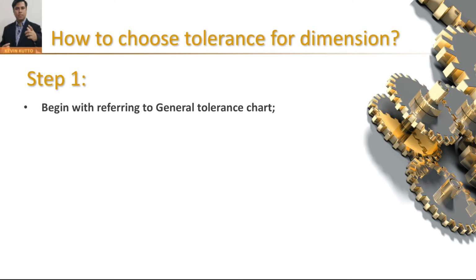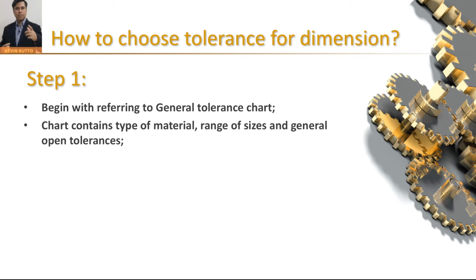Now these charts are available in your organizations. You have to look for them. So what does this chart contain? This chart contains the type of material, for example, whether it is plastic, sheet metal, forging, or casting, what kind of material this is. Then it will provide you the range of size and the open tolerance associated with it. So that could be your starting point.